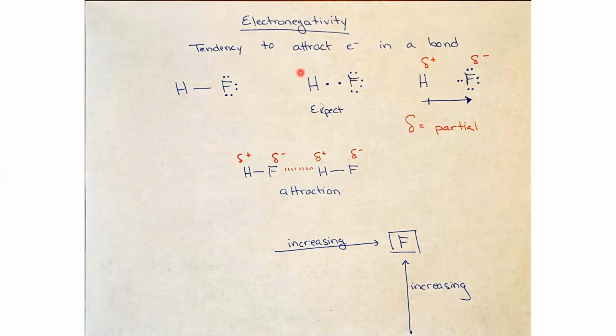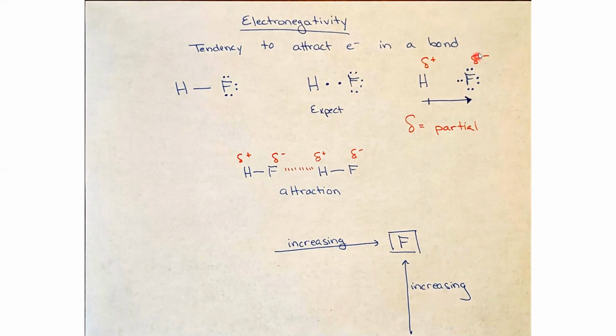Hydrogen's got a duet, it's happy. And that is my expectation. In reality, however, these electrons are being selfishly shared. So fluorine is sharing them, but not really giving them up all that often to hydrogen. So these electrons spend a lot more time around fluorine, and as a result, a partial negative charge builds up around here.